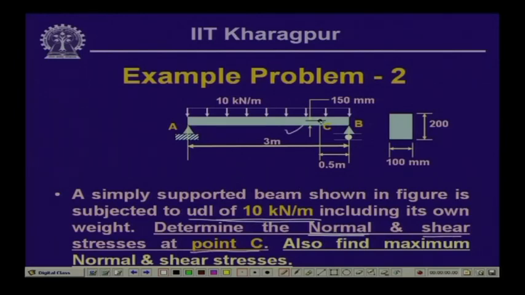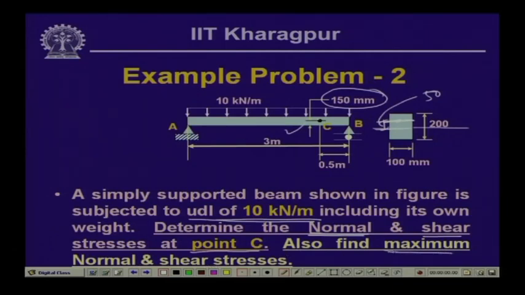Now, point C is at a distance of 150 millimeter from the bottom fiber. That means this is the position of the neutral axis because it is symmetrical. So, point C is somewhere along this length, which is 50 millimeter from the neutral axis. We will have to compute the normal stress and the shearing stress. Also, we will have to find the value of the maximum normal and the maximum shear stress.